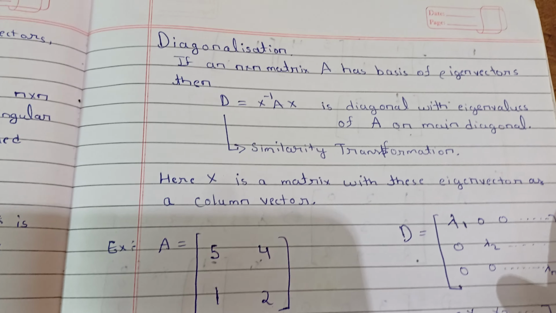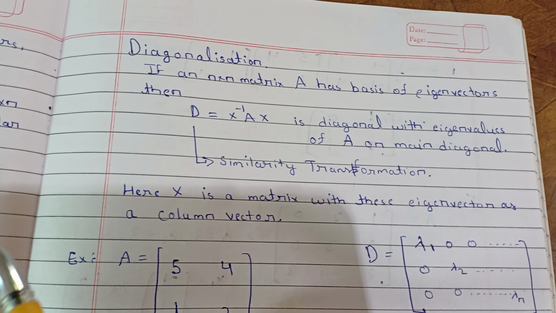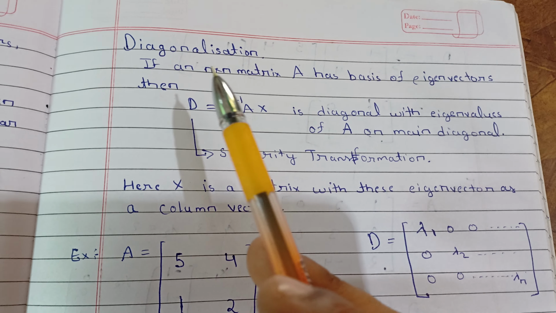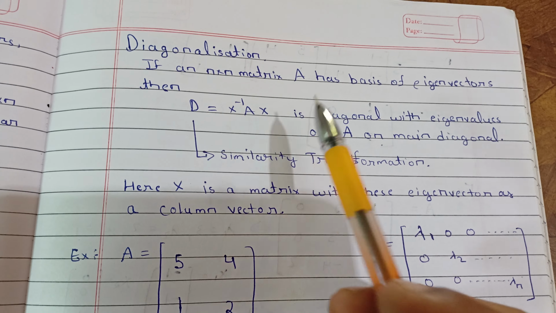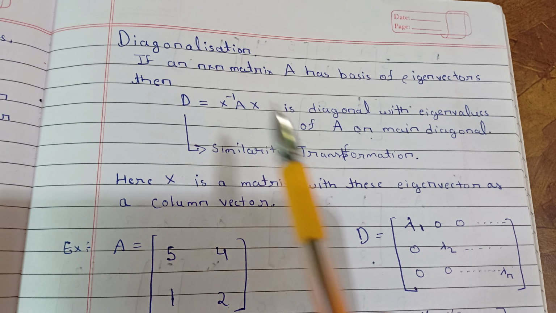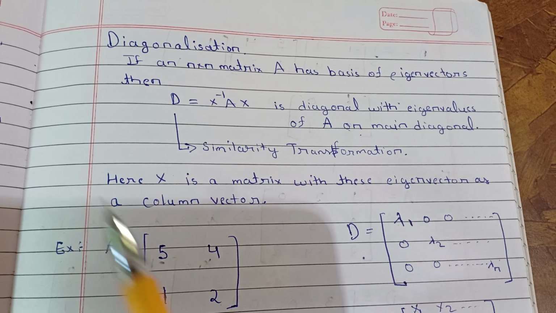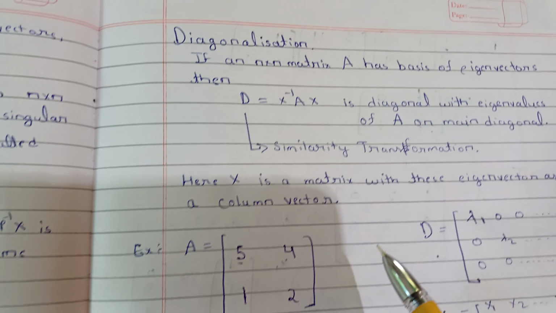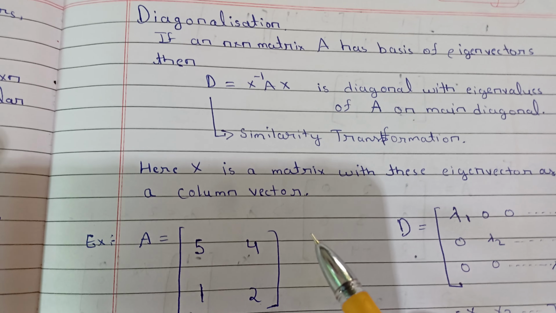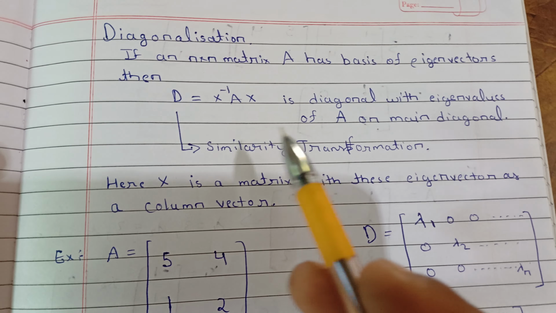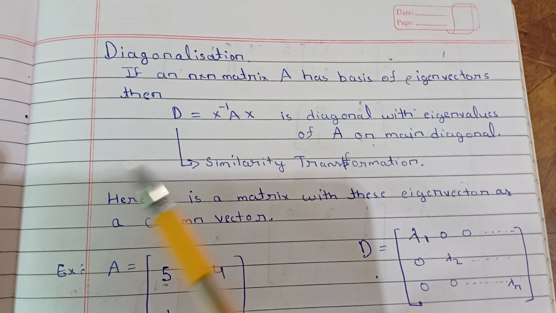Now the next topic is diagonalization. Here we will use the similarity transformation. What is diagonalization? It is a transformation of a matrix into a diagonal matrix. And what is a diagonal matrix? It is one where all the non-diagonal elements are zero. So how can we do that?